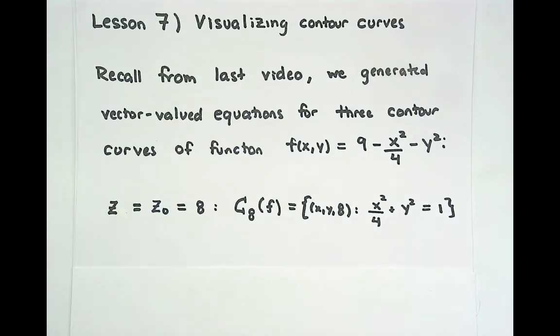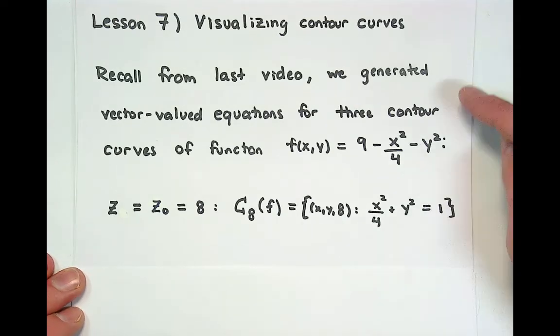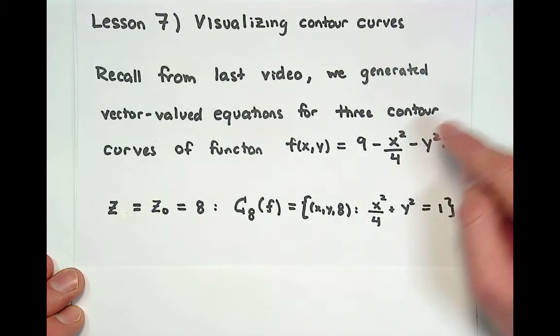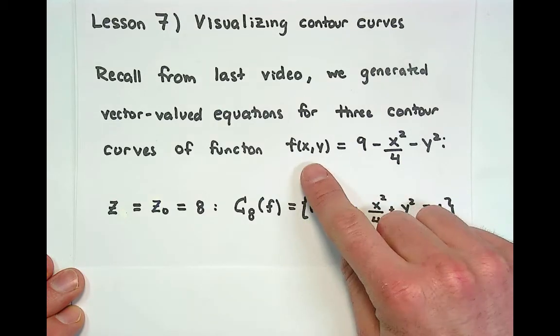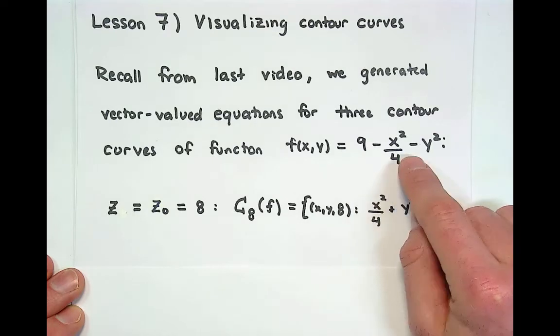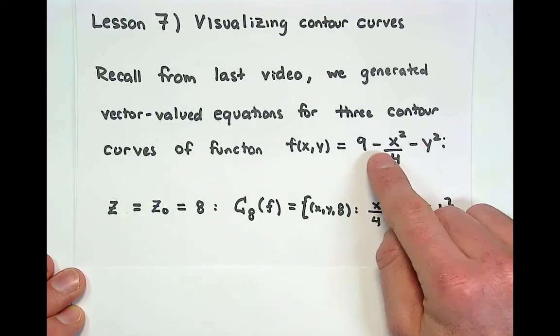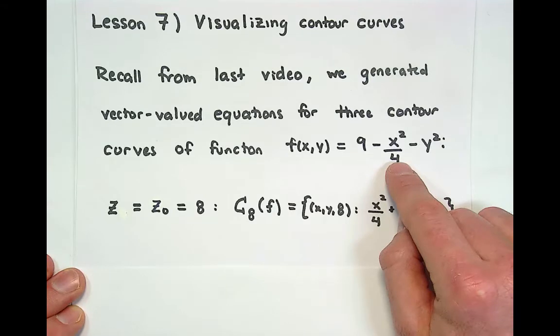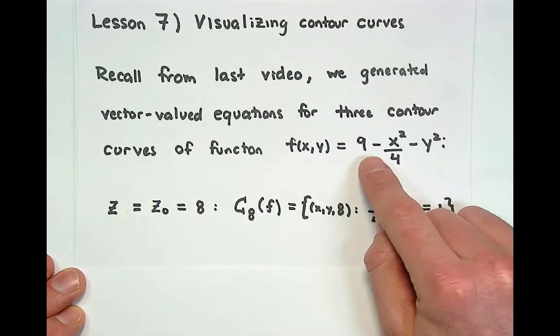Welcome back. In this video, we're going to continue our discussion of the example from the last video by visualizing contour curves using Mathematica. Recall from the last video, we generated a vector valued equation for 3 different contour curves on the surface of the function f(x, y) = 9 - x^2/4 - y^2. This is an elliptical paraboloid pointed downwards with a maximum value of 9.